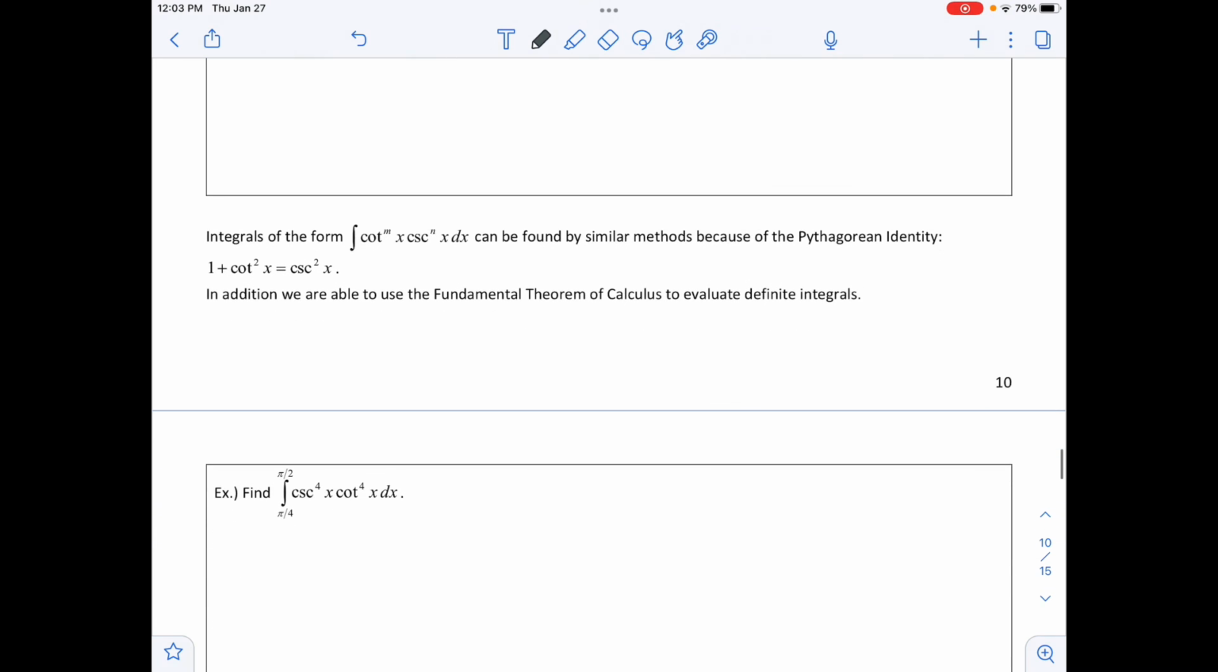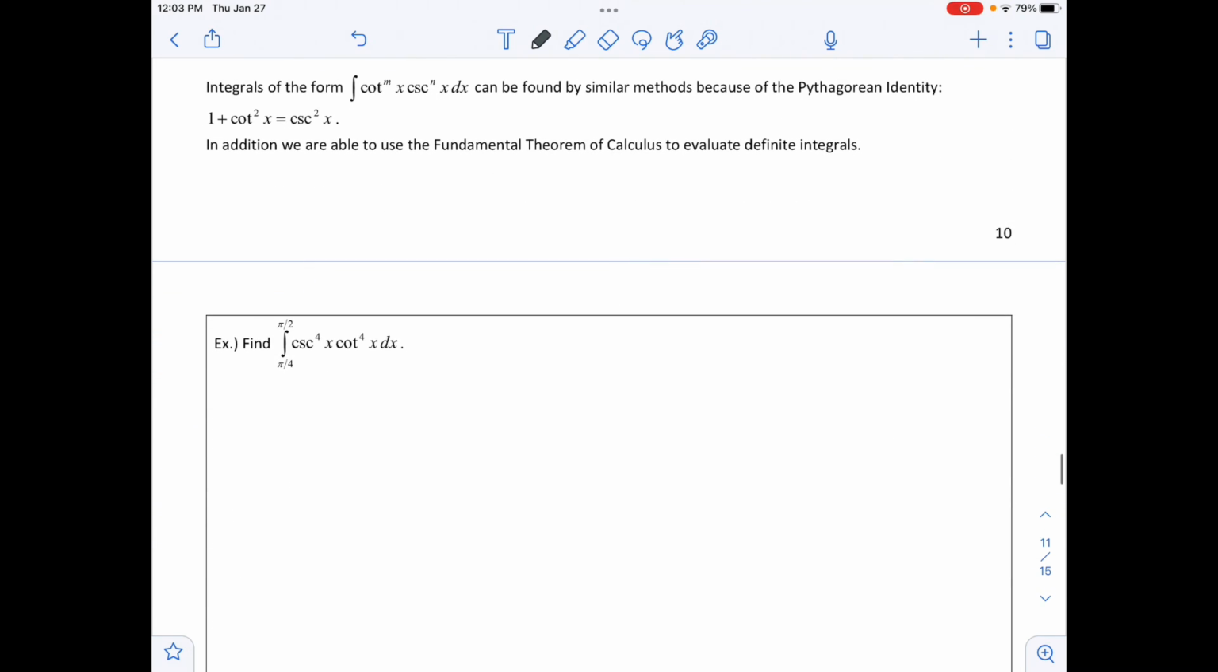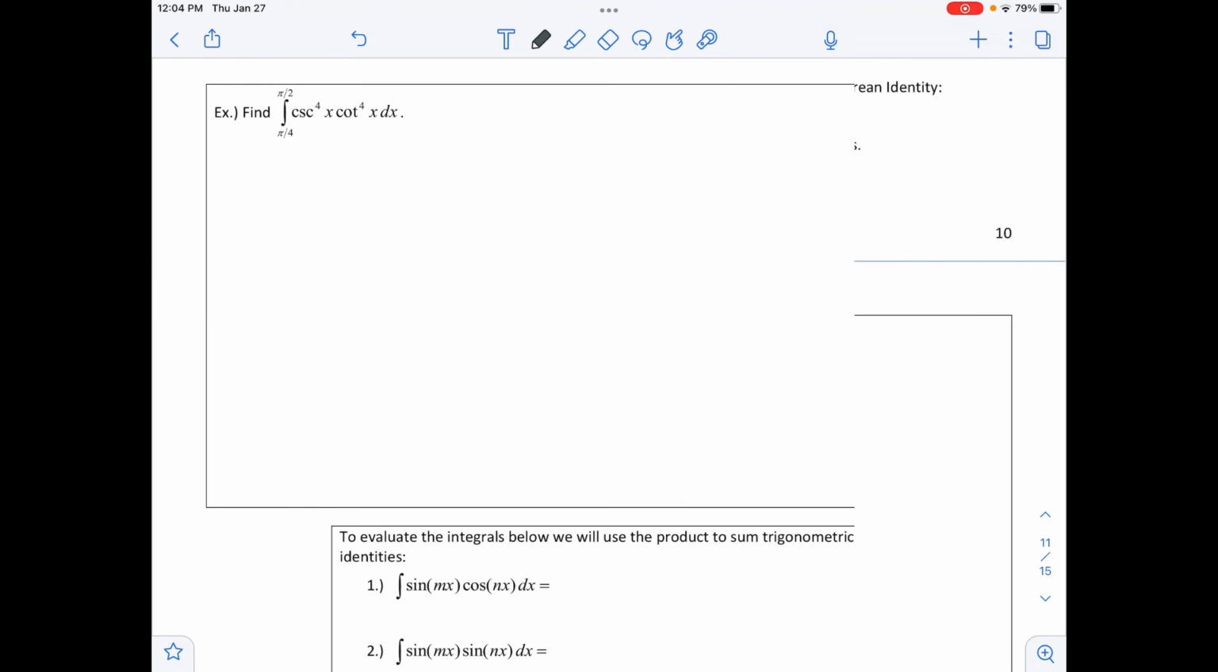So right below that it says integrals of the form cotangent m of x times cosecant n of x dx can be found by similar methods because of the Pythagorean identity. Remember that 1 plus cotangent squared x is equal to cosecant squared x. In addition, we are able to use the fundamental theorem of calculus to evaluate definite integrals. So the next example says find the integral from pi over 4 to pi over 2 of cosecant to the 4th x cotangent to the 4th x dx.